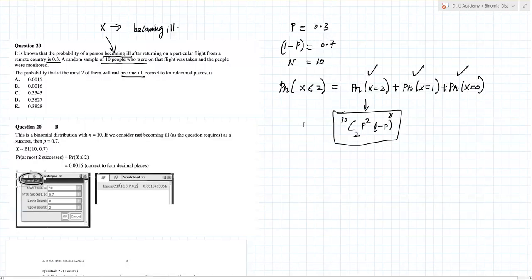Okay. So binomial CDF. You have to use binomial CDF. And number of trials, this is n, you know that. Probability of success. Okay, what is that? I didn't read it properly, maybe. Returning particular flight for a remote country.